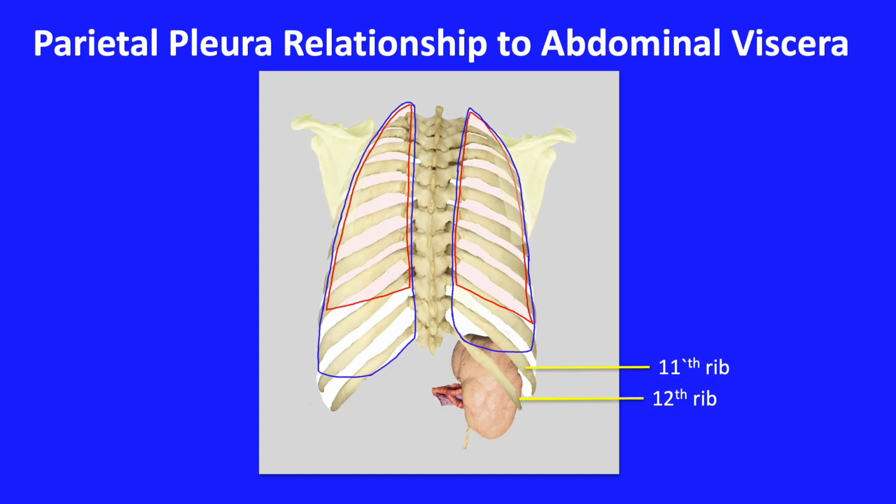Similarly, the posterior displacement of the parietal pleura to the level of the 12th vertebrae always raises the possibility of injuring the pleura when harvesting a kidney for a kidney transplant. It was always said that being a kidney donor was much more difficult than being the recipient.